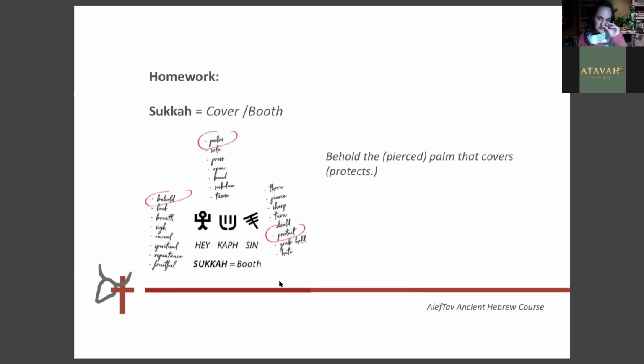So let me share with you what stood out for me: the words protect, the word palm, and the word behold, which is very similar to what Pietro saw. And if you put those together, it says, behold the pierced palm that covers and protects. And as I've just explained, Sukkot is about that last festival where we will dwell with him, and where his pierced hand, what he did on the cross for us, will finally cover all the sin and all the blemishes, and all debts will be paid off. But again, it's not the only interpretation, but that's what I saw in the word sukkah. I hope you found this one interesting.